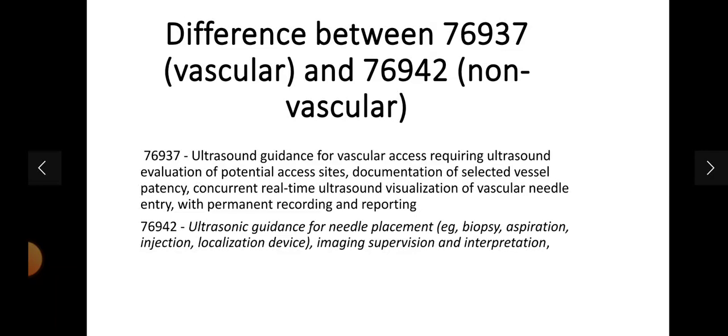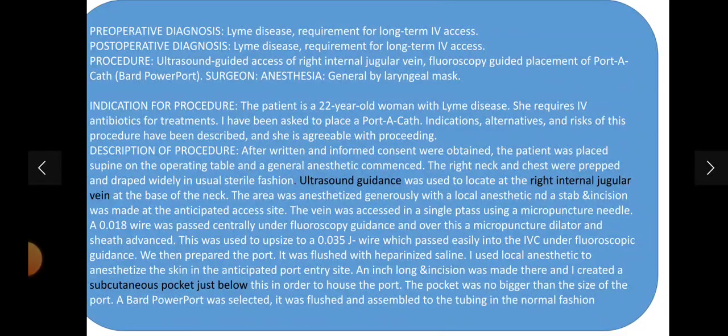So let us see what documentation is required for coding 76937. Actually, there are three things we look for: the entry in the vein under real-time ultrasound guidance, then the patency of the blood vessels, and the images should be recorded. So these three things should be there.